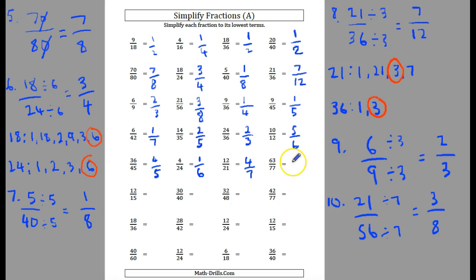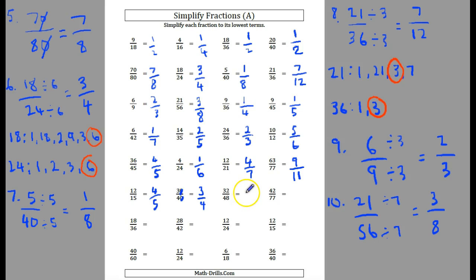63 and 77. Okay, so this is a bit harder. 7 goes into 63 and 77. So 63 divided by 7 is 9. And then 77 divided by 7 is 11. Okay, the highest common factor of 12 and 15 is 3. So we have 4/5. Remember this one, cross out the zeros. We're left with 3/4. Nice easy one.